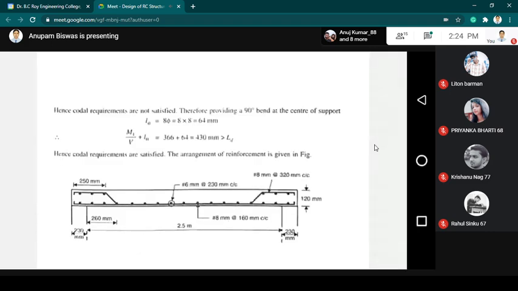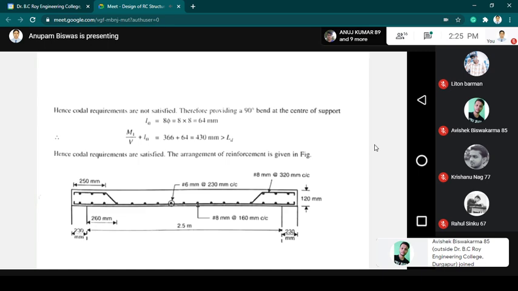Hence all the provisions are satisfied. Therefore we can provide a 90-degree bend at the center of the support. So by providing L naught with 8 mm bar, that is L naught will turn out as 64. So M1 by V plus L naught will be 366 plus 64, that is 430 mm. Still it is more than LD. So here the provisions are satisfied.